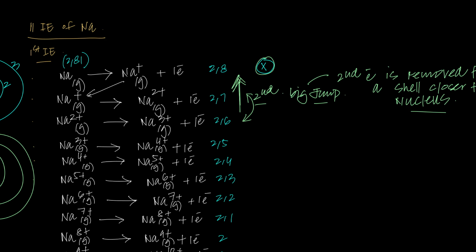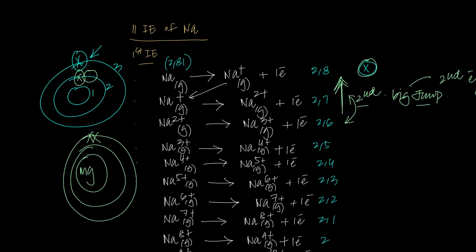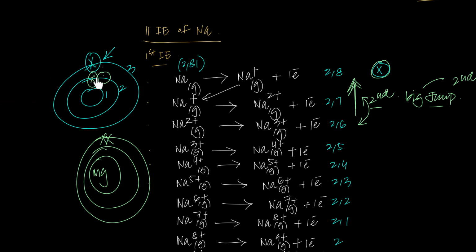We'll come to p orbital later on. We'll talk about all the exceptions. Don't worry. Now, the question that remains here is, what's the difference between these two? They are in the same shell, aren't they? This is also in principal quantum number 2. That's also in principal quantum number 2. So what should be the difference in their ionization energy?